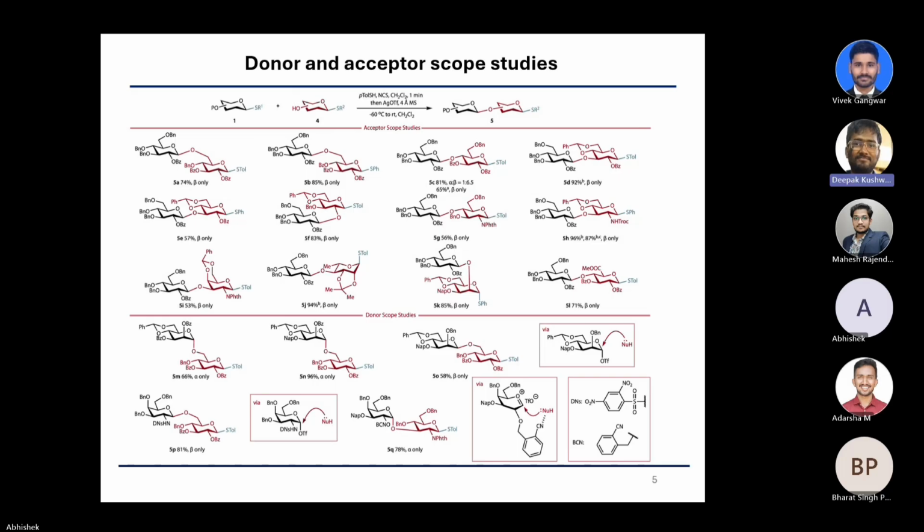So in these cases, they have shown only one example with these donors. He took a strong electron withdrawing group and this BCl to show how it forms beta and how it forms alpha. If that is the case, I am wondering if they could have used the same protecting group instead of using BZ at C2, and they could have done the complete scope studies with some more acceptors.